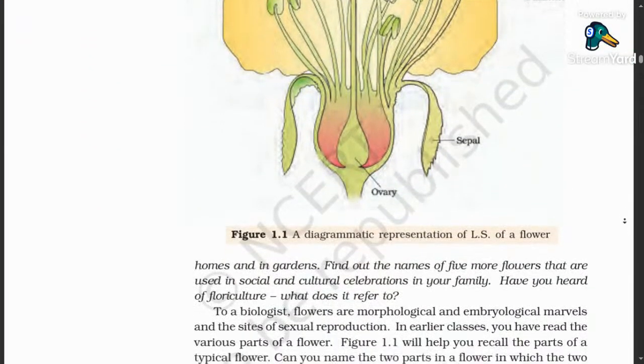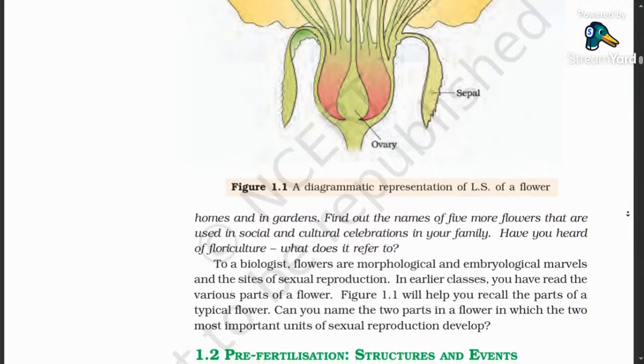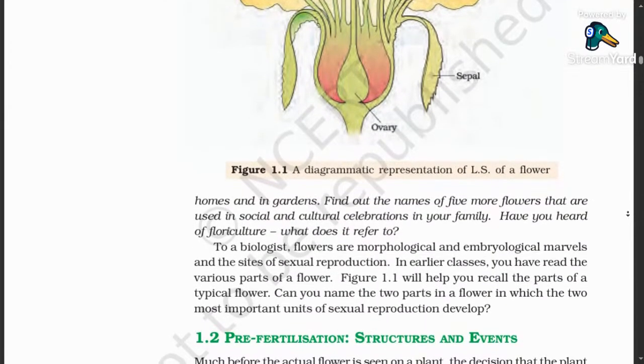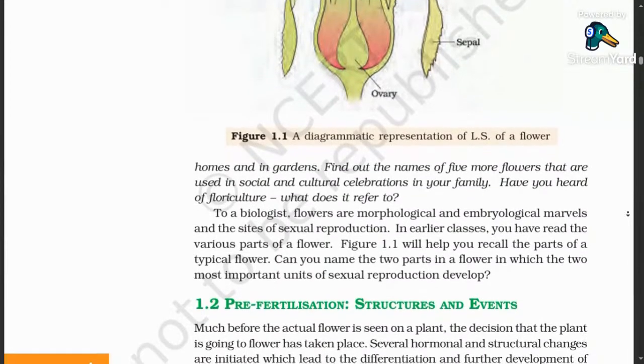List at least five flowers of ornamental value that are commonly cultivated at homes and in gardens. Find out the names of five flowers that are used in social and cultural celebrations in your family. Have you ever heard of floriculture? What does it refer to?